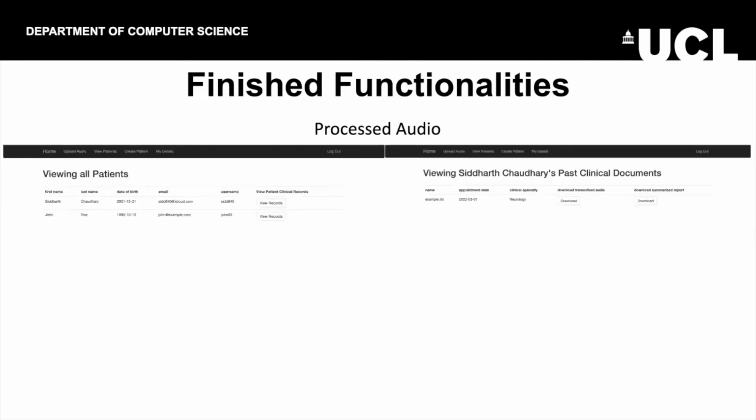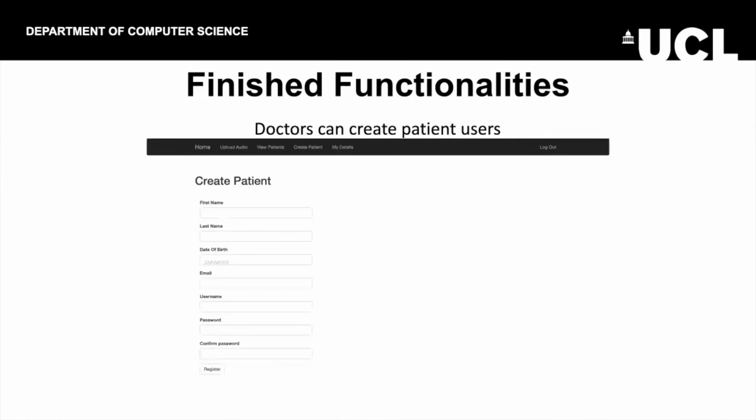The doctor can also view all patients and choose which patient's records to view and download. And the doctor can also create patient users and register them in the application. These patient users are stored in our database in the user table, and the role ID is set to the same ID that links to the patient role in the role table.